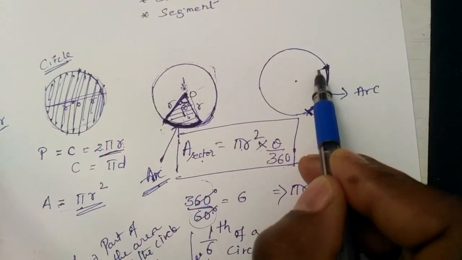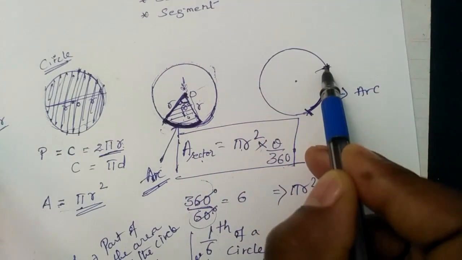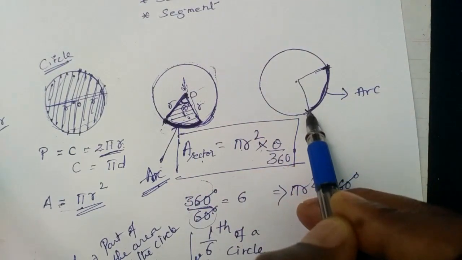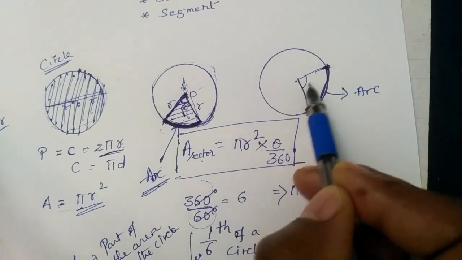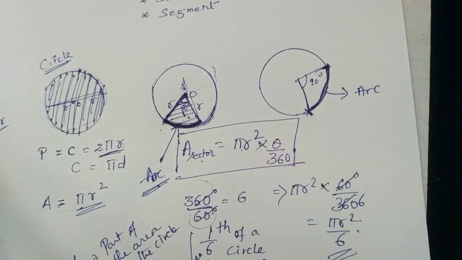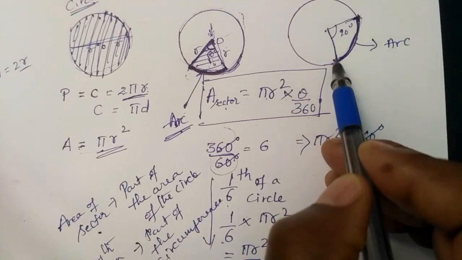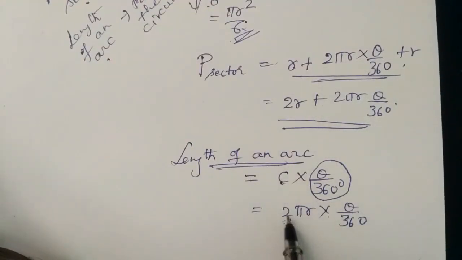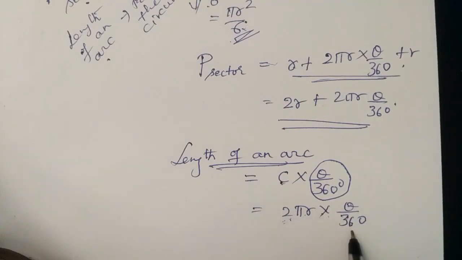So that theta, where do you get it? We get that theta like this. If you want to find the length of this arc, we join it to the center like this. If it is a 90-degree angle, this arc subtends 90 degrees at the center. So we place that 90 degrees here: 2 pi r into 90 by 360.